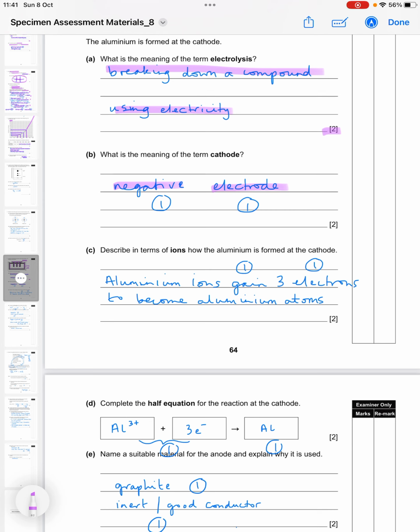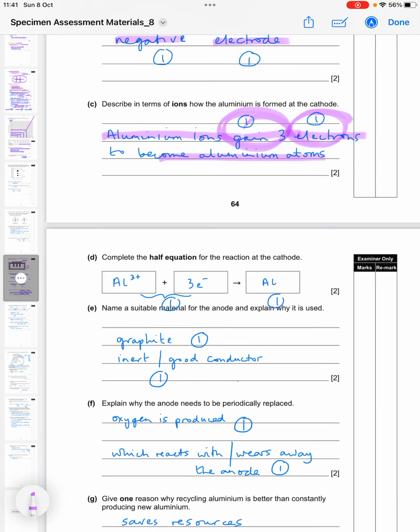And then describe in terms of ions how the aluminium is formed at the cathode. Aluminium ions are going to have a charge of +3. They're going to gain 3 electrons to become aluminium atoms. So that's 1 mark there for the ions gaining, and then 3 electrons is your second mark.